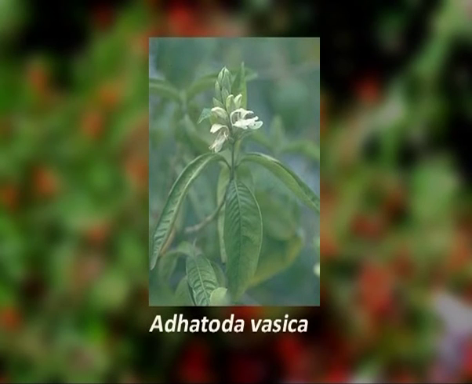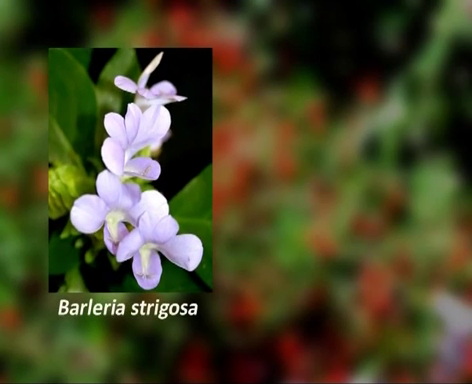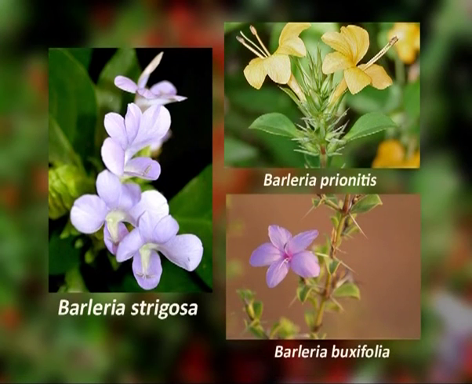Leaves of Adhatoda vasica yield an Ayurvedic drug used as expectorant and in relieving cough. Leaves, roots and seeds of Asteracantha longifolia, commonly known as tal makhana, are used in dropsy, jaundice and rheumatism. Different species of Barleria, like Barleria strigosa, Barleria prionitis and Barleria buxifolia, are used in severe cough and bronchial inflammation.